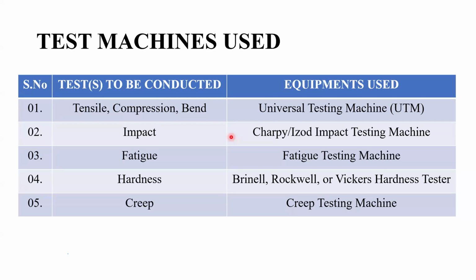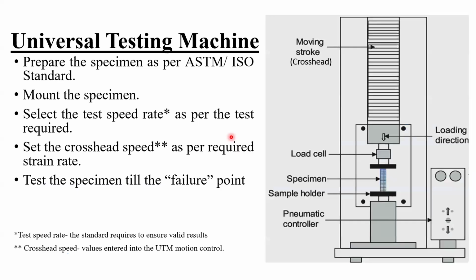If you are going ahead with college labs or academic labs, you'll have Brinell hardness, Rockwell hardness, and Vickers hardness. But right now, all three work the same way, only the indentation material differs. So creep is done on a creep testing machine. Your universal testing machine looks like this.